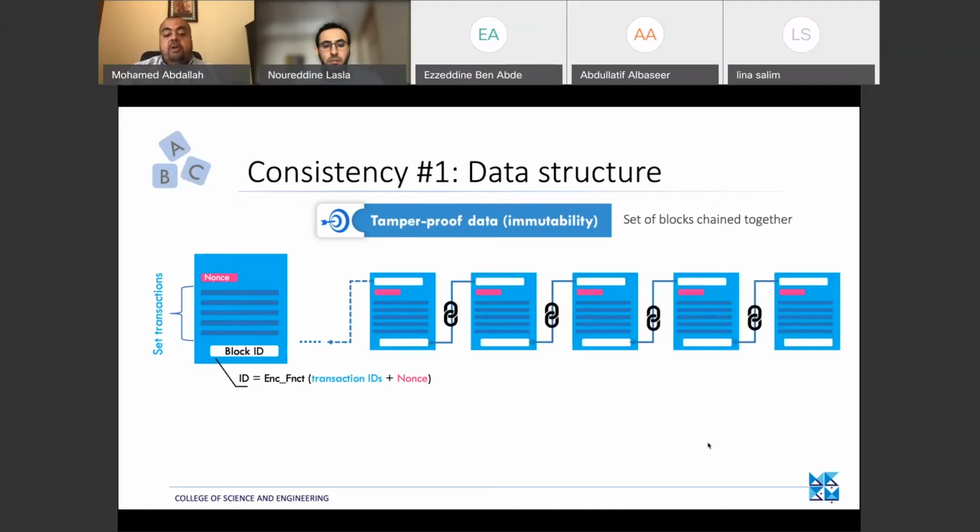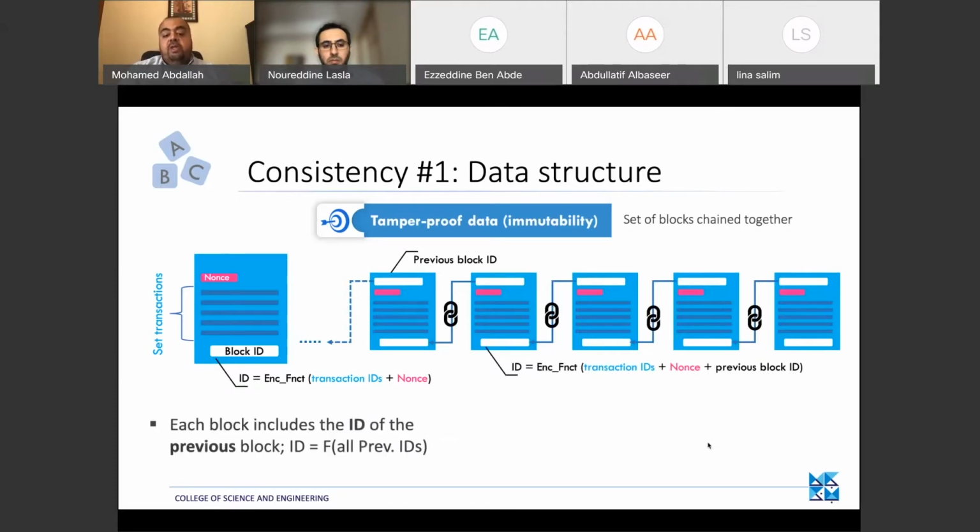The chaining is happening, for example, if you look at this block, now each block will not only have the nonce and the block ID, but will also have the previous block ID. So any block ID, the new block ID, will be the encryption function of the transaction IDs, the nonce, and the previous block ID. If you think about it, at any point, the block ID will include the ID of the previous block. So at a certain point, the ID will be a function of all the previous block IDs. This kind of chaining through the block IDs will give you the feature that any modification in this blockchain can be easily detected. So how?